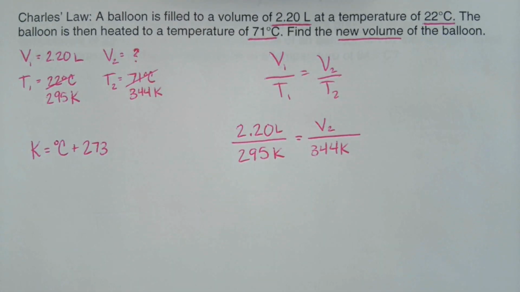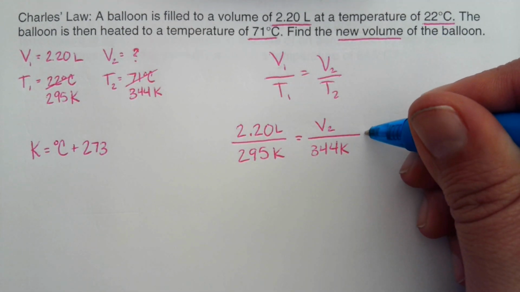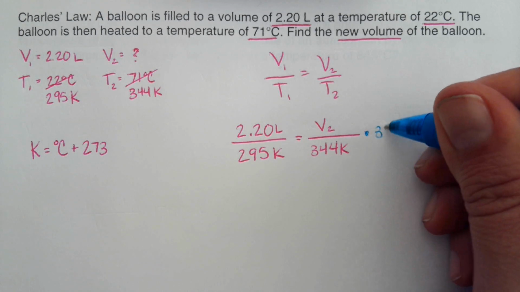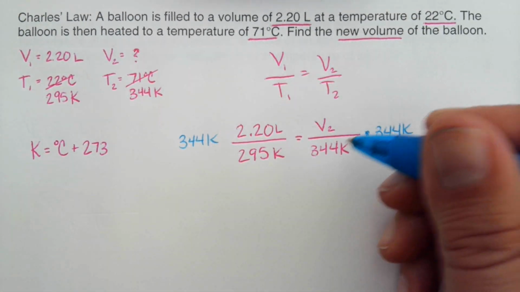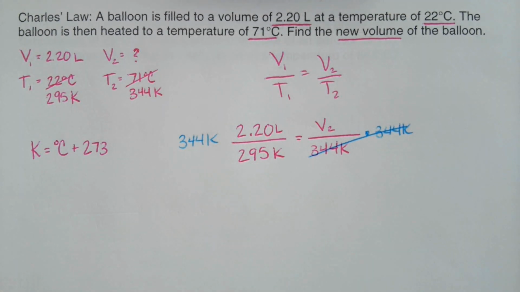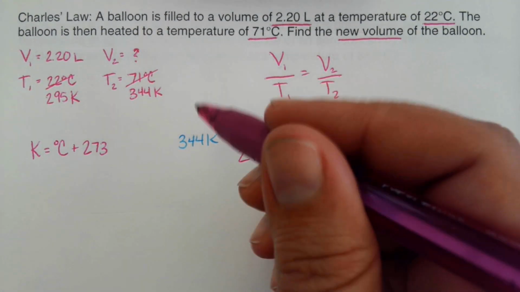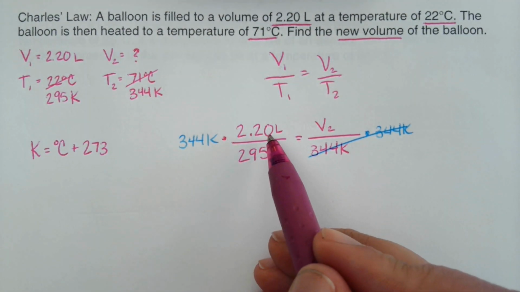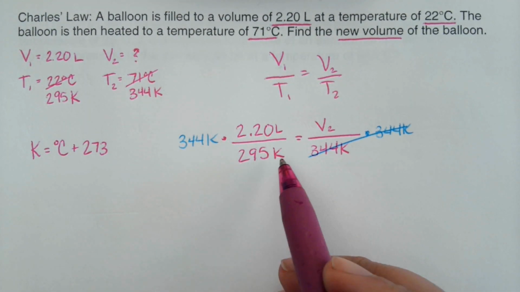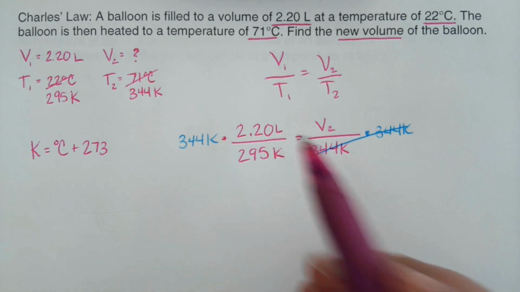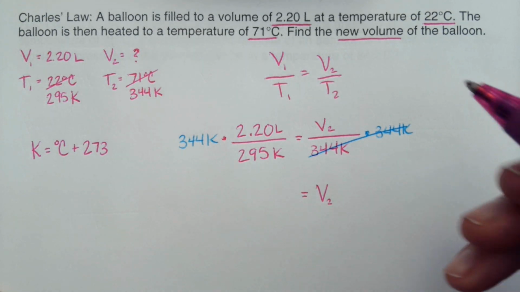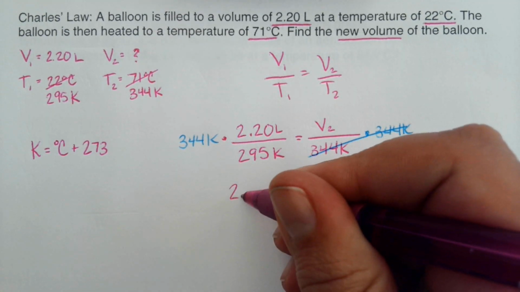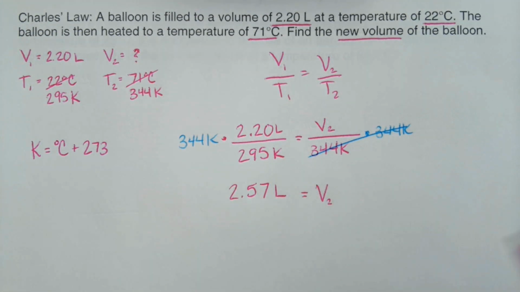Now to get V2 by itself, this is division, so we have to multiply both sides by 344 Kelvin. And when we work through that, it would be 344 Kelvin times 2.20 liters divided by 295 Kelvin. The units of Kelvin will cancel to be left with units of liters. So V2 will equal 2.57 liters.